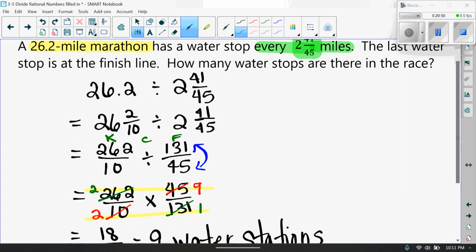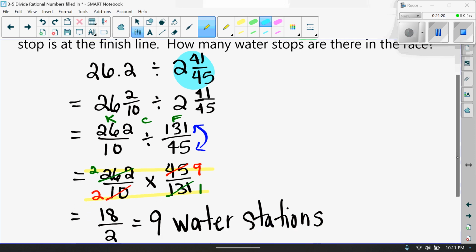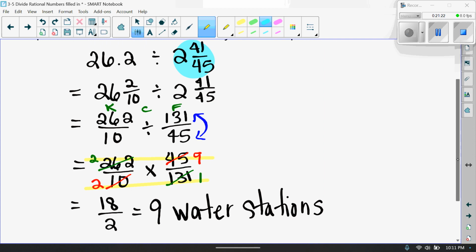Okay? Now, I do want to tell you that since we're learning how to use our calculator, you can also put this fraction in the calculator with your ABC button. So you will just type in 26.2 divided by 2, then the ABC button, 41, then the ABC button again, times 45, and then equals. And that should give you 9.